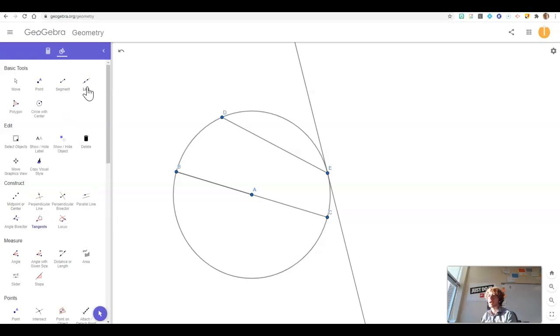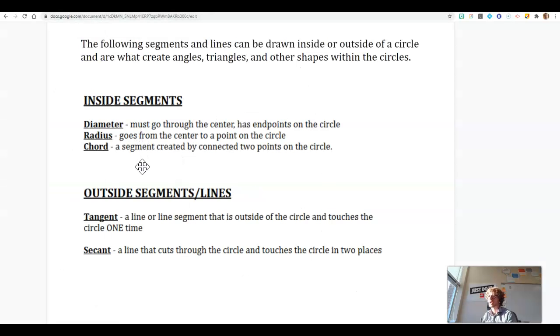Another kind of line that we have is called a secant. And a secant is a line that intersects a circle more than once. So if you have a line, it's coming through, it passes through the circle, that is called a secant. So again, just to review, a tangent intersects a circle once, a secant intersects a circle twice. If you could create a line that intersects a circle 3 times, good on you.